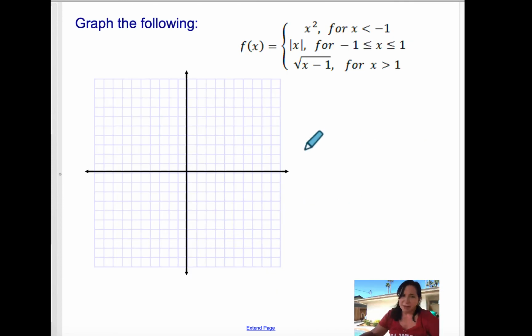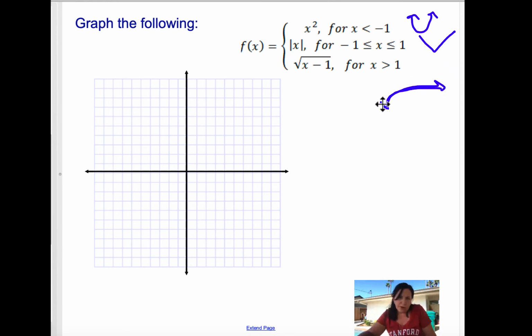This one, I really like this example. Again, I would urge you to pause your video, but what I like about this problem is that it has 3 different types of equations. You've got this graph here, which is a parabola. You've got this graph here, which is an absolute value, and you have this graph here, which is a root. So pause, try to do this on your own, and then come back to it.